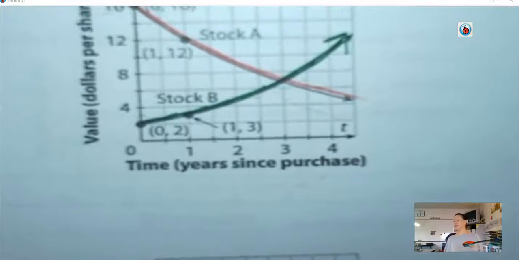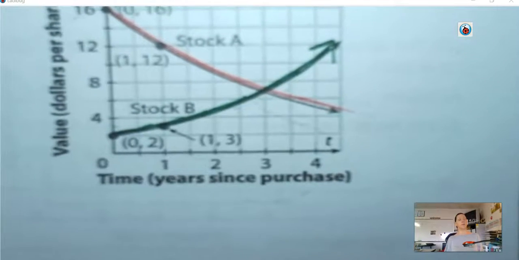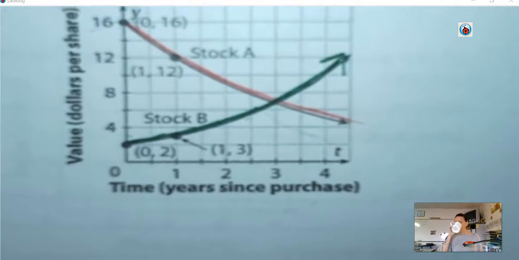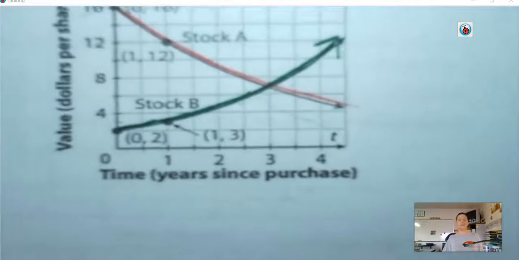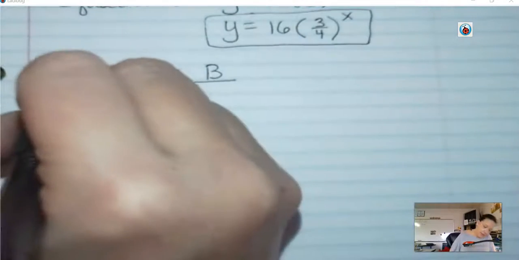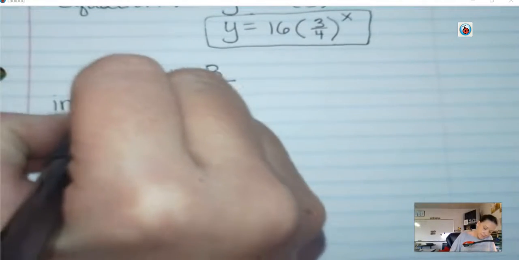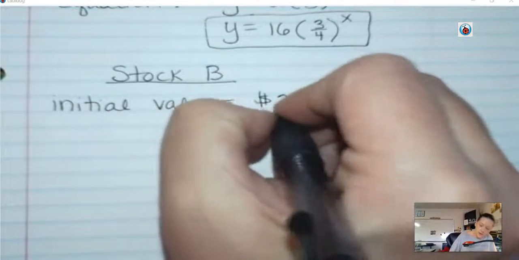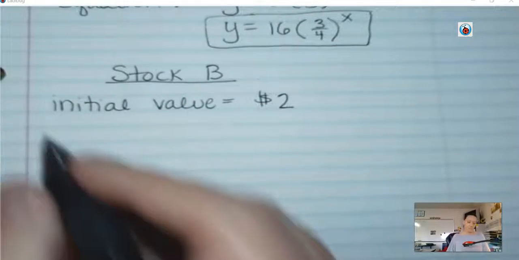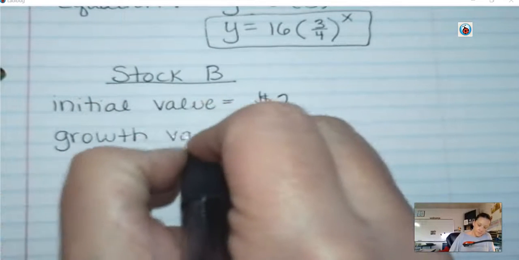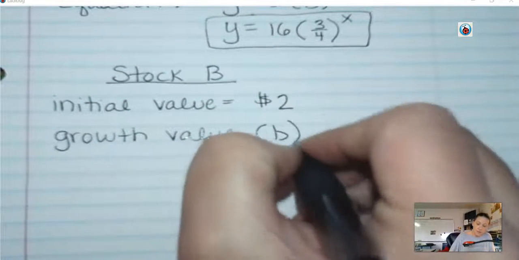Okay, the initial starting point. Go ahead and figure out how much that stock was worth when you first bought it. That's the y-intercept, 0, 2. So the initial value is $2. So it started at $2 per share. Now we have to figure out what's the growth value. Again, that's going to be just B.